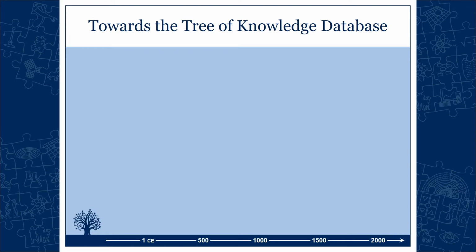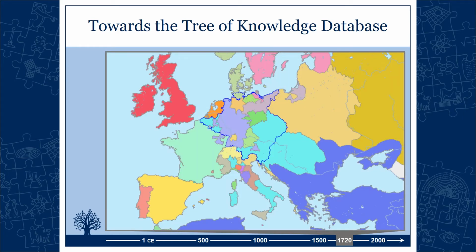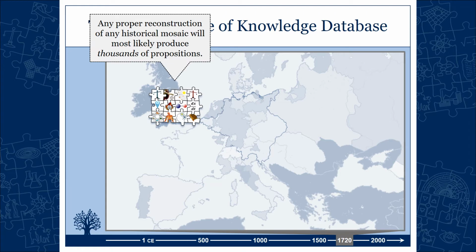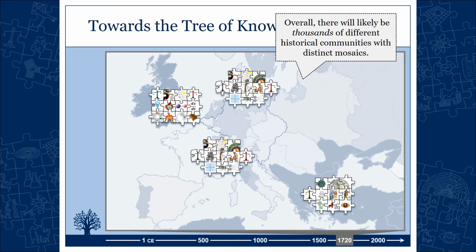So we have a timeline on the bottom. Let's say we want to reconstruct a mosaic from a specific year. We're just going to pick arbitrarily 1720. We have a map of Europe, and say we want to zoom in on Britain. We want to reconstruct the mosaic of the British scientific community. A proper reconstruction of just this mosaic at just this time is probably going to include thousands of propositions. Make sense?